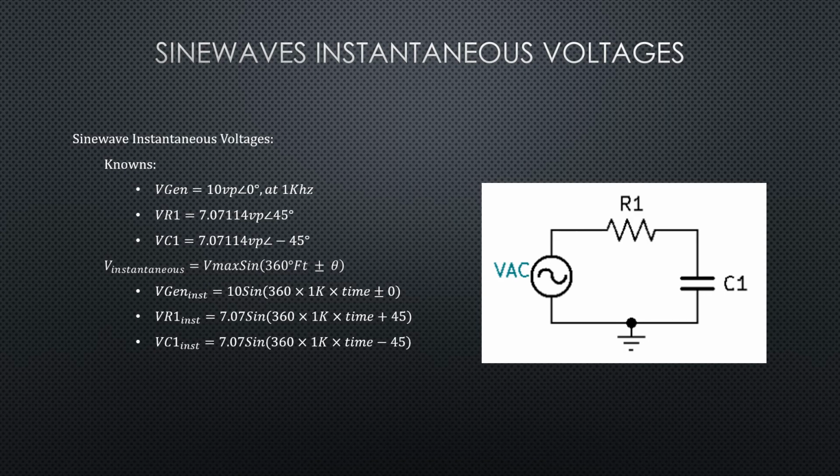So we know that the Vgen is our reference, and it is 10 volts peak, so we're going to put that 10 in for the max. We've got our sine, and then 360 times 1k was our frequency times whatever time we want, and because it's our generator, it's at 0 degrees. VR1 instantaneous is the 7.07, that's the maximum voltage that we'll ever see across R1, times sine 360 times 1k is the frequency times whatever time we want to see, and we know that we should be leading by 45 degrees. And then the VC is the exact same thing, but it's lagging by 45 degrees.